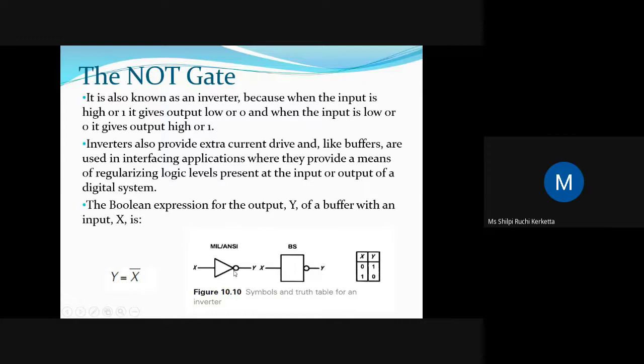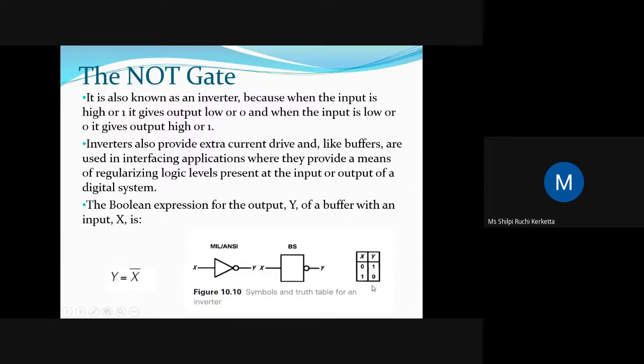So what is the difference between the buffer and this NOT gate? Here we have provided a bubble. So this bubble means it is an opposite gate. Wherever there is a bubble, it means it is a NOT gate. So in the Boolean symbol also we have put a bubble. Here is the truth table for the NOT gate. If we give an input of 0, we get an output of 1. And if we give an input of 1, the output will be 0.